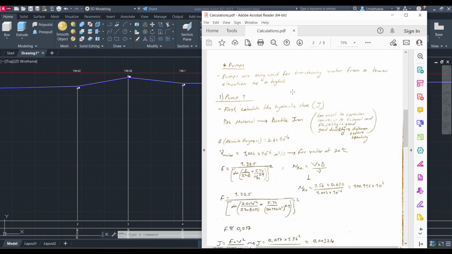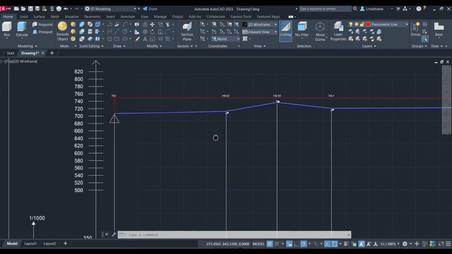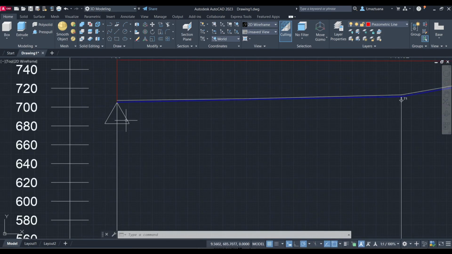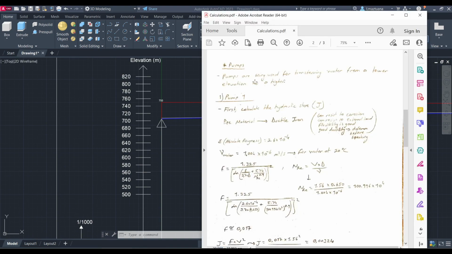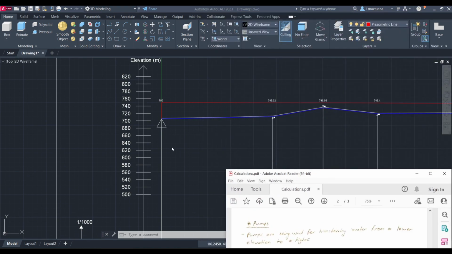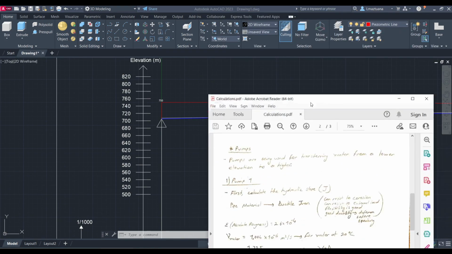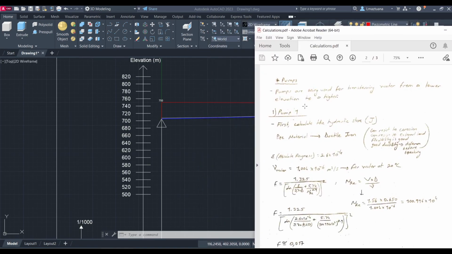Okay, let's continue. So in the section we see that from the beginning we have a hill in here, and we couldn't transmit water by gravity, so we need a pumping system in here. So pumps are being used for transferring water from a lower elevation, in here like that, to the higher elevation. So before the calculations for the pumps, we need to calculate the hydraulic slope.